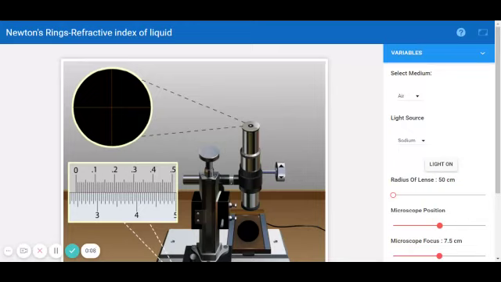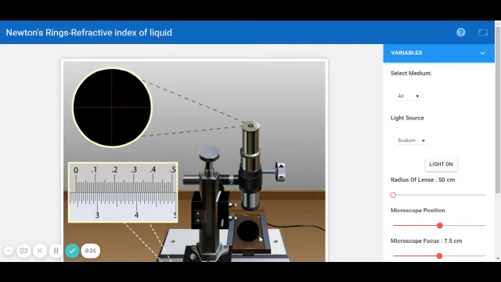Today we are going to learn the experiment of Newton's rings: refractive index of the liquid. Aim: to find the refractive index of the given liquid. Apparatus required: a convex lens and plain glass plate, a monochromatic source of light, and a traveling microscope.